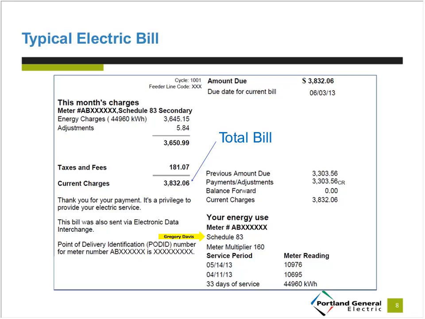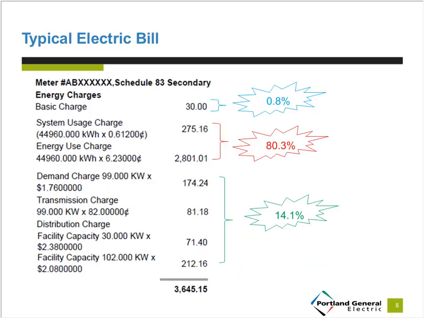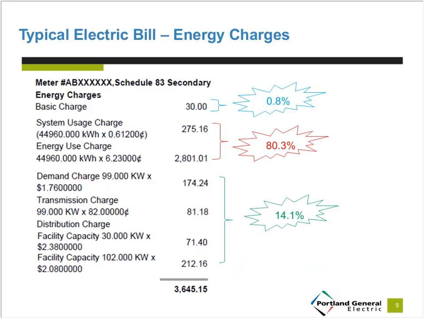Before the next slide, we're going to talk about the energy charges specifically. On this next slide, you'll see the 3645 corresponds to the 3645 here, which is all of your energy charges, made up of a basic charge and system usage charges, and this is where we charge you for the kilowatt hour usage that happens on a daily or monthly basis. This is essentially all of the electricity we deliver to your site, and this is what we charge you for.